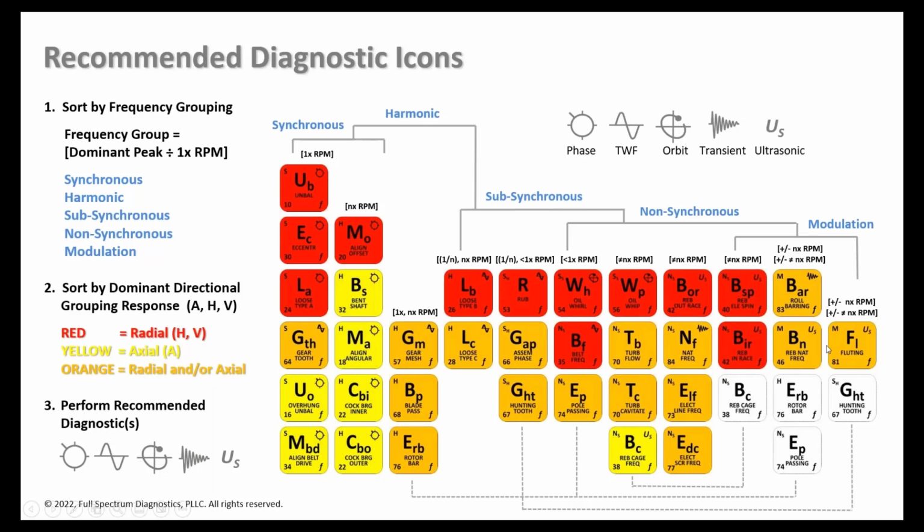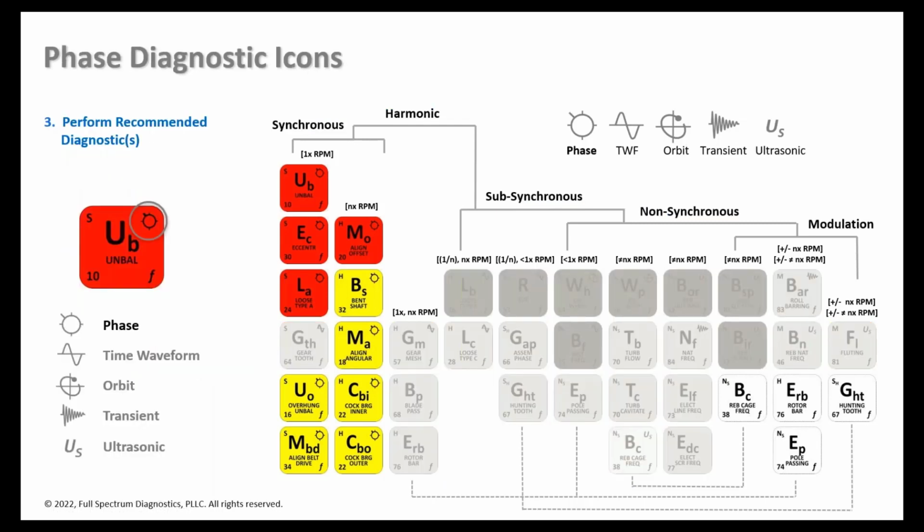The second sorting mechanism is what direction is dominant. If we look at our first column here, we have a synchronous problem. We're going to look at how it behaves. Is it mostly a radial response or mostly an axial response? In this application, the red color means radial, the yellow color means the axial direction of the machine, and the orange color says it can be either one. Most of the time we can pick out a lot of different faults. If it's a synchronous problem here, we've gone from 35 faults down to about 12.